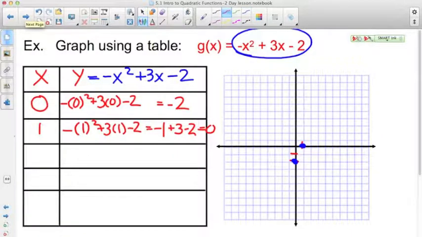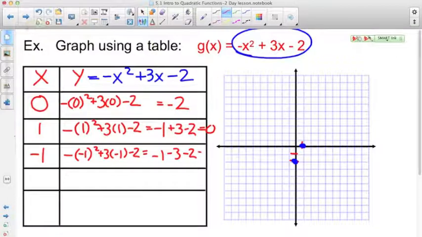Now let's do negative 1. So we substitute negative 1 into the function. Now be careful on this. Negative 1 times negative 1 is 1. Then you have to go back and multiply it by the negative in front, so negative 1. And then 3 times negative 1 is negative 3. And then minus 2. So negative 1 minus 3 is negative 4. Negative 4 minus 2 is negative 6. So now when we graph that one, we're going to go to the left 1, and then down 6. 3, 4, 5, 6. So here's our next ordered pair.